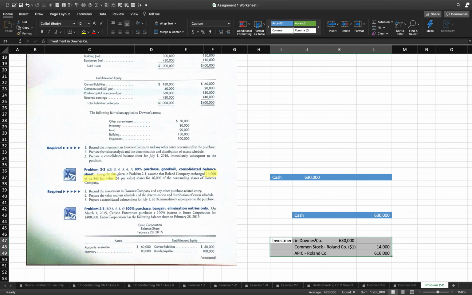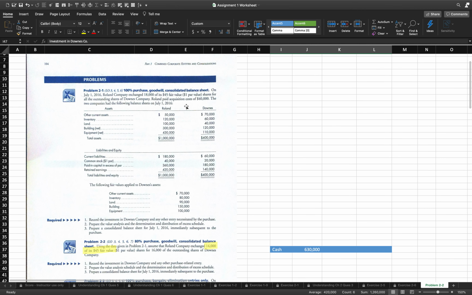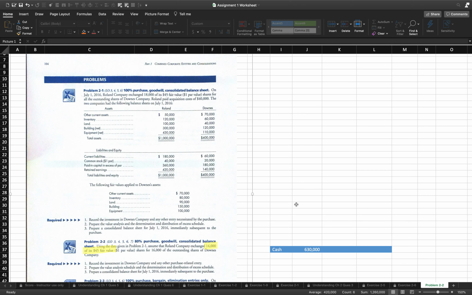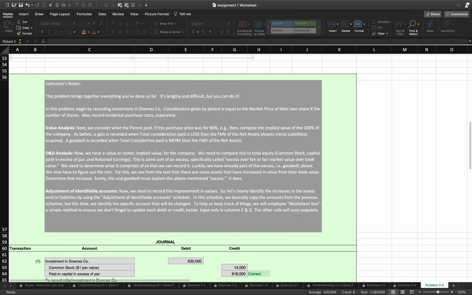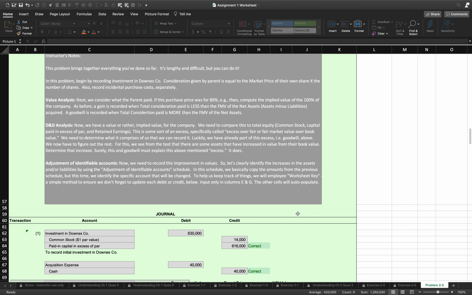Right? Is that all that occurred on the transaction date? No, there was also some sort of an acquisition price paid by Roland. So Roland paid acquisition cost of $40,000 here. So we need to record that as well as part of the initial investment, and that could simply be an expense entry where we record it as an acquisition expense of some sort and just pay cash for it. That's pretty straightforward.